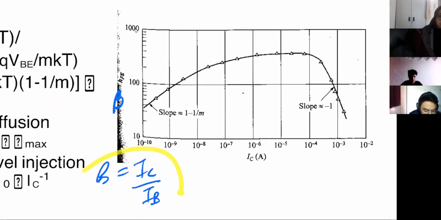Okay, so this is the equation for beta. Beta equals IC over IB. If you don't change IB, and we don't change IC, beta should be constant. If you don't change the base current and the collector current, beta should be constant.